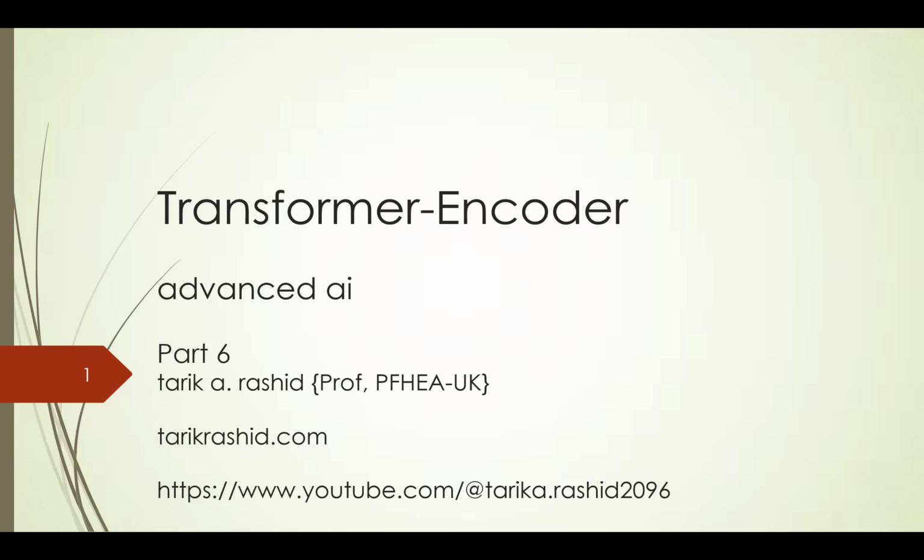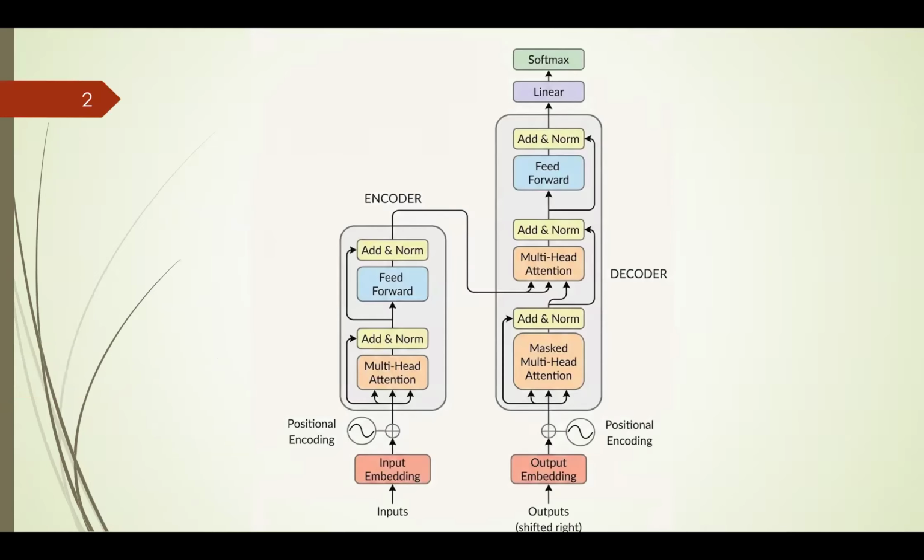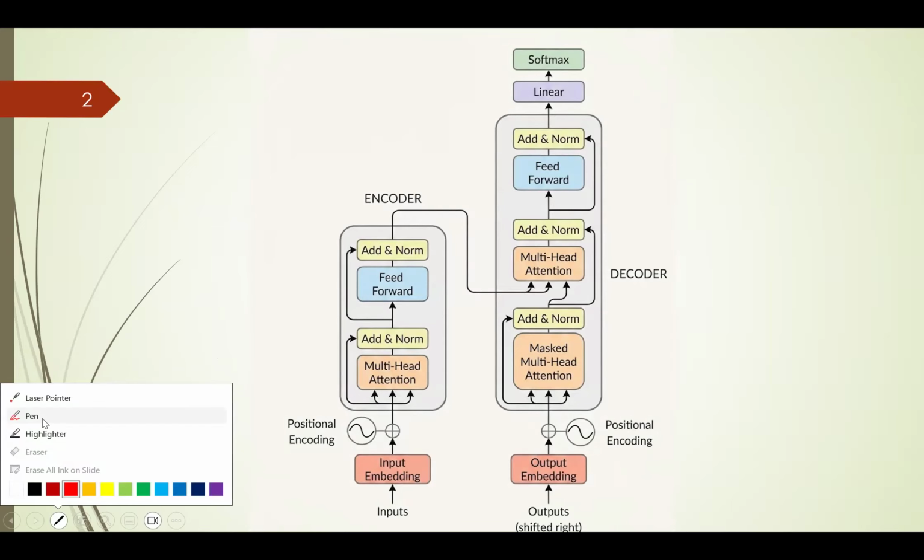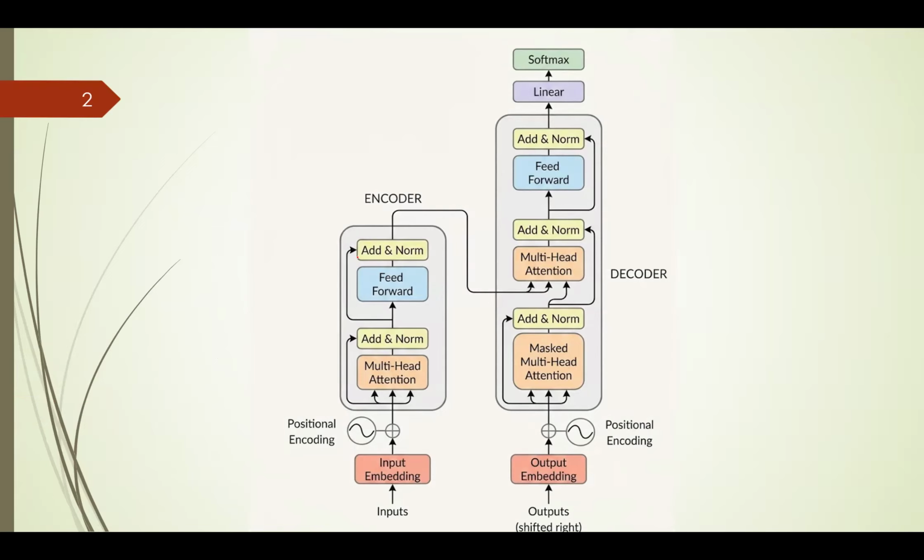This is part six, sorry, and we have already explained five parts about different processes of the Transformer Encoder. So I'll take you through part six, which is here. We're going to explain this part: add residual and normalization.